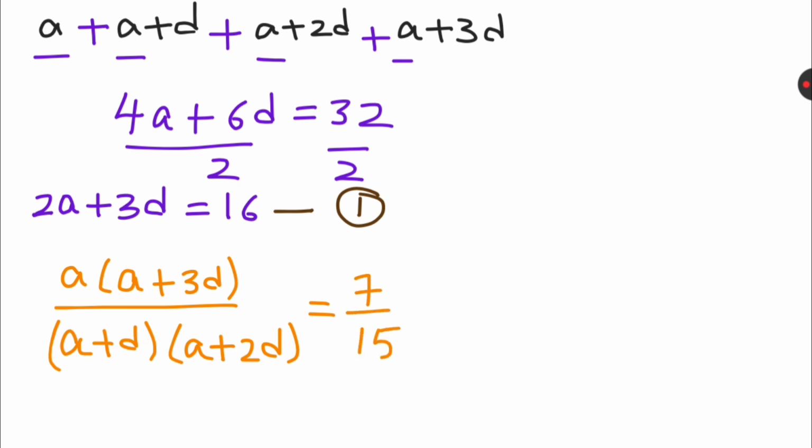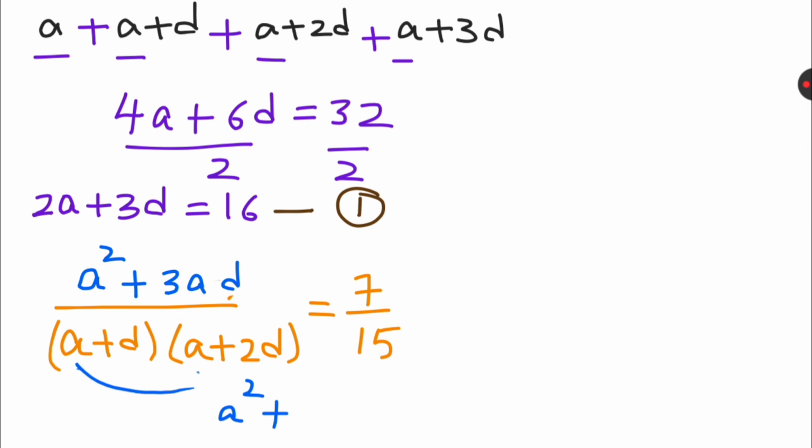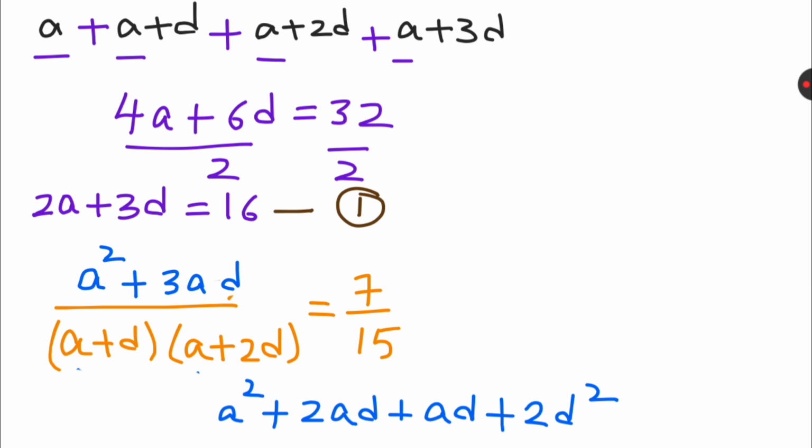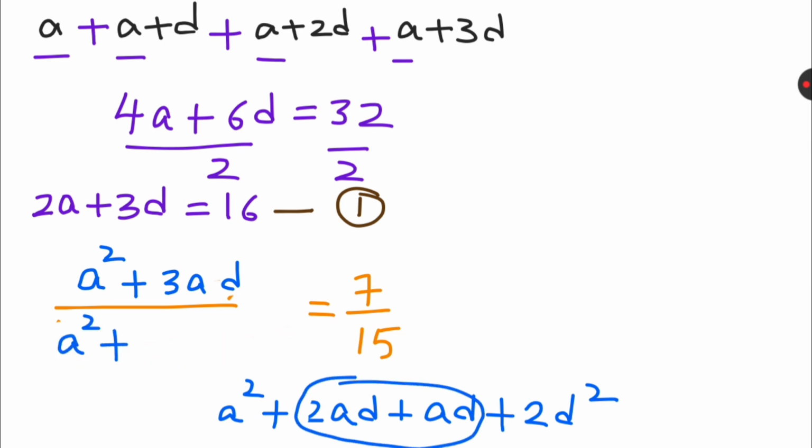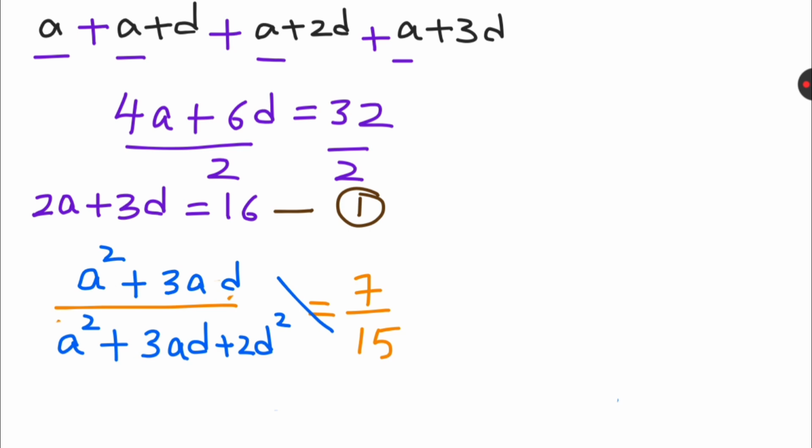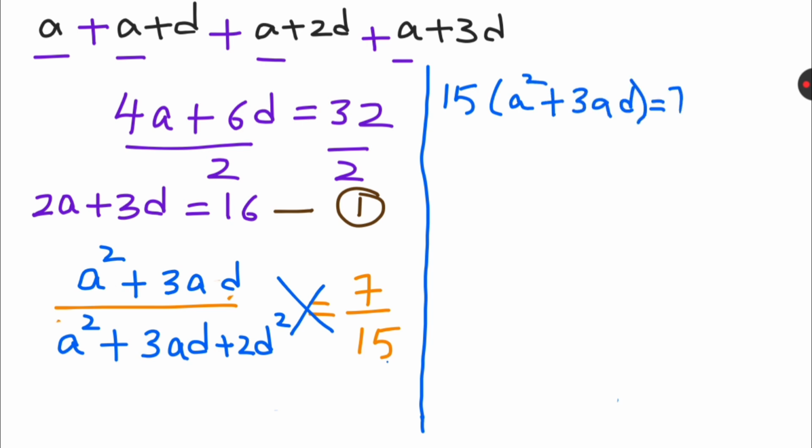At the numerator we have a times a plus 3d, so we can write this as a square plus 3ad, isn't it? At the denominator we have a times a square plus a times 2d, which is 2ad, plus a times d, which is ad, plus d times 2d, which is 2d square. So this product is a square plus 3ad plus 2d square. Now if we cross multiply, we get 15 times a power 2 plus 3ad, equal to 7 times a power 2 plus 3ad plus 2d power 2.